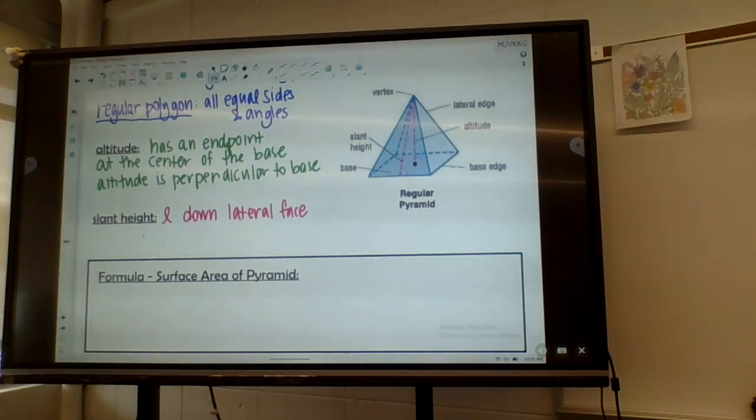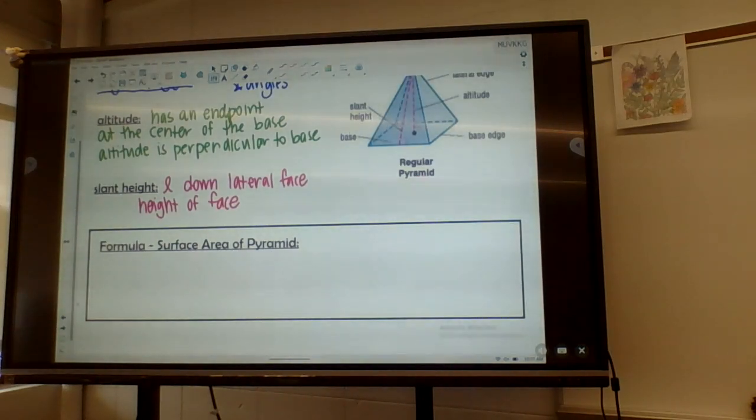Technically, it's like the height of the face. So that's straight down this side here. So kind of noticing what they're pointing out in the drawing. So it's a little bit more complex, a little harder to draw and kind of see what's going on there. Perpendicular to the base. So it's perpendicular to this base edge.